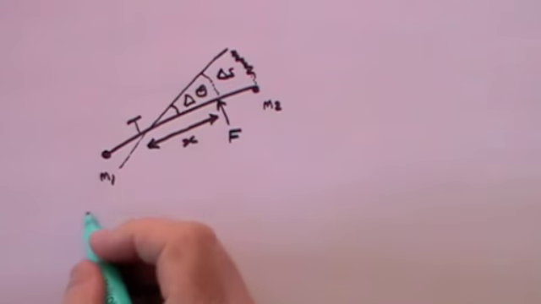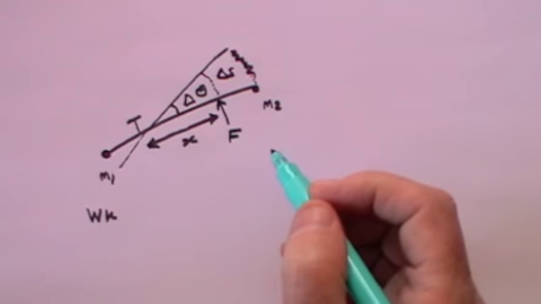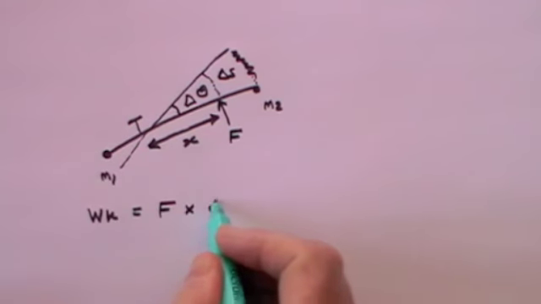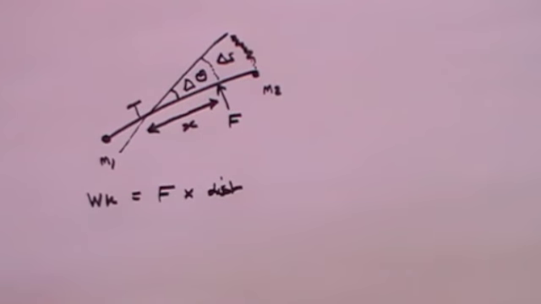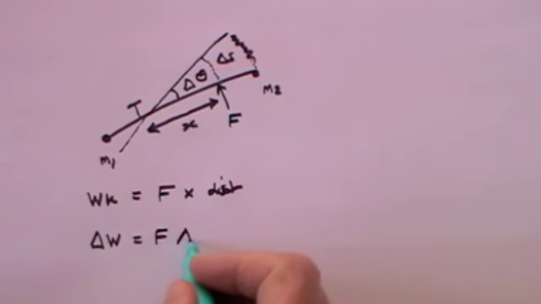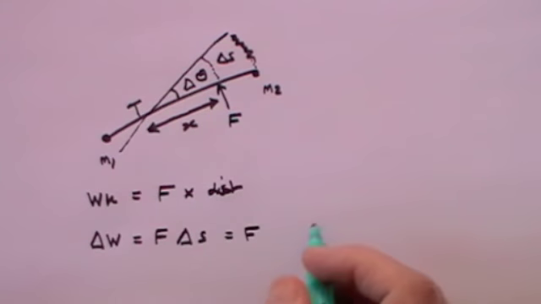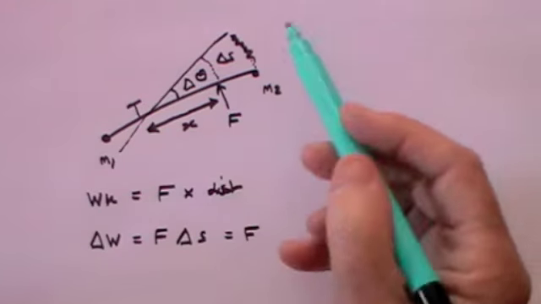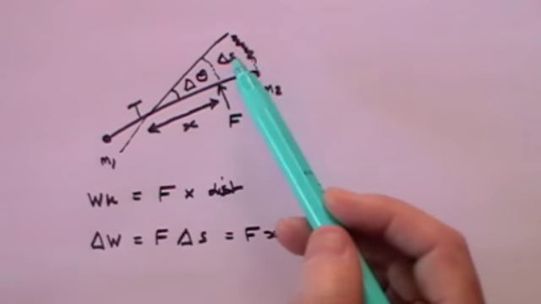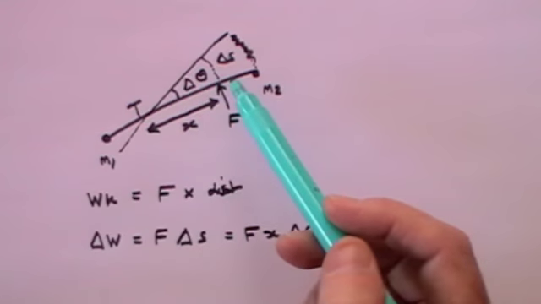What is the work done by me in causing this system to rotate through an angle delta theta? Well, the work, of course, is the force times the distance. That is the definition of work done. So delta W, which is the work I'm doing, is force times distance, which is delta s. But as we've shown before, that is the same as the force times x delta theta, because remember, delta s over x is, by definition, delta theta in radians.